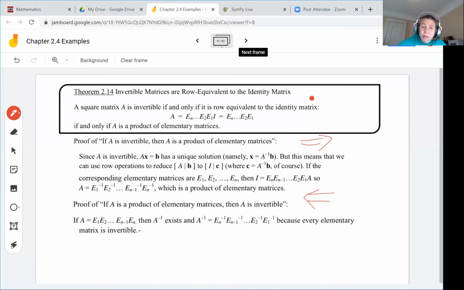To go backwards, the other direction of the proof, we start by assuming A is a product of elementary matrices, and then we're going to show that A is invertible. So here we've got A as this product of elementary matrices. Then we know, well, the inverse exists because it equals all of these inverted and multiplied. And remember, we're multiplying in the opposite order. So we have En inverse times En minus 1 inverse all the way through E1 inverse. And that is true because we've shown that every elementary matrix is invertible.